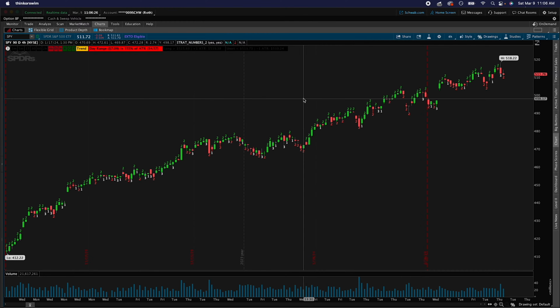Anyway, so the strat, what is it? The strat is basically a trading strategy created by Rob Smith. I believe he was a floor trader, not sure for how long, but quite some time. It's pretty much just price action simplified.